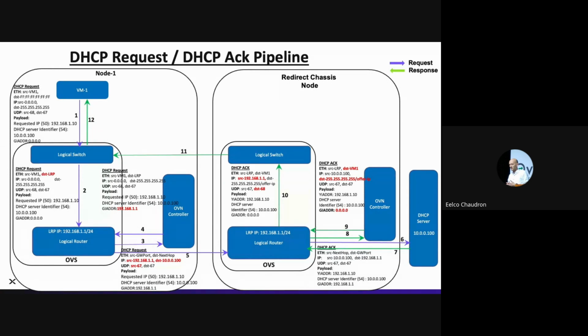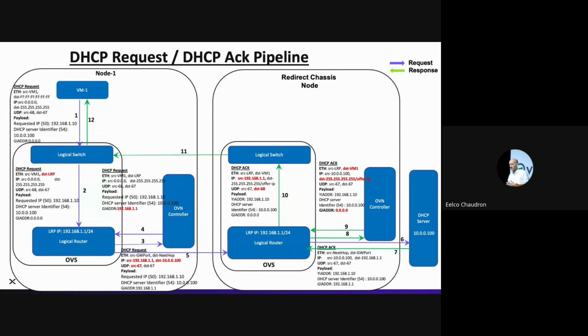As we can see, once the DHCP offer is received by the VM at step number 1, it originates the DHCP request, which is a broadcast packet. The logical switch receives this packet and converts it into L2 unicast by setting the destination MAC to the LRP MAC. At step number 2, the logical router receives this packet. There are required flows installed in the logical router input pipeline stage to process these packets and forward them to the OVN controller. At step number 3, the packet is received by the OVN controller.